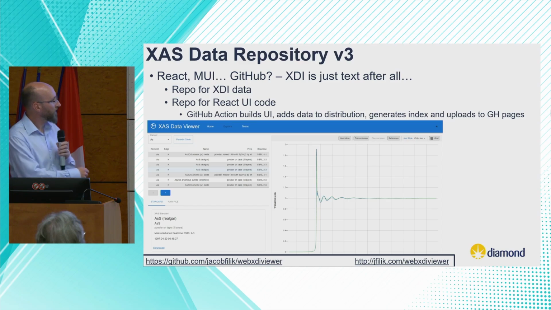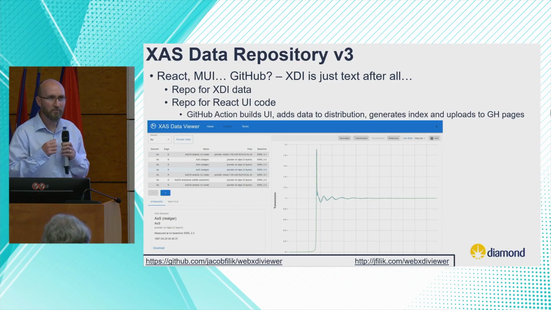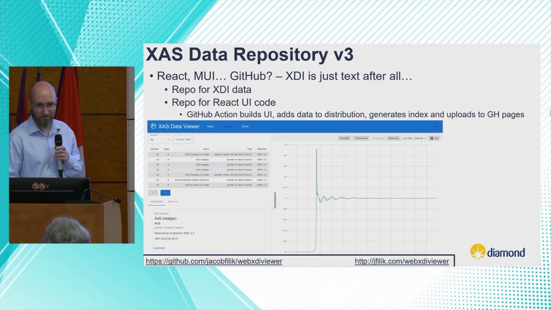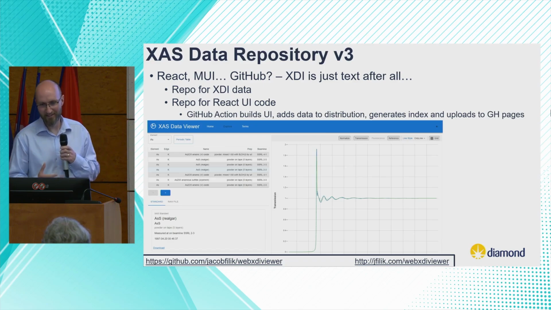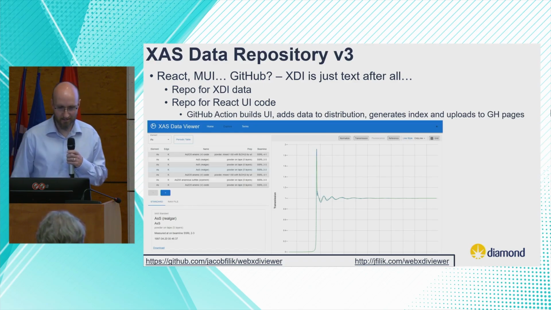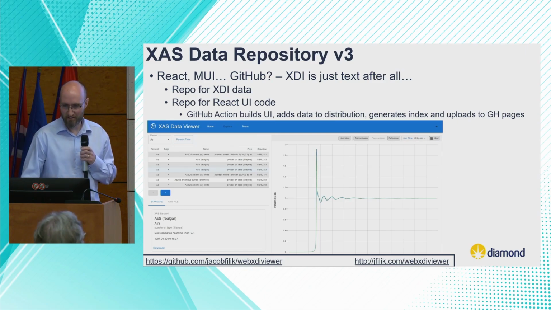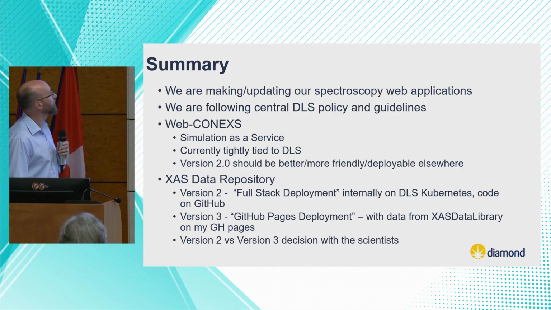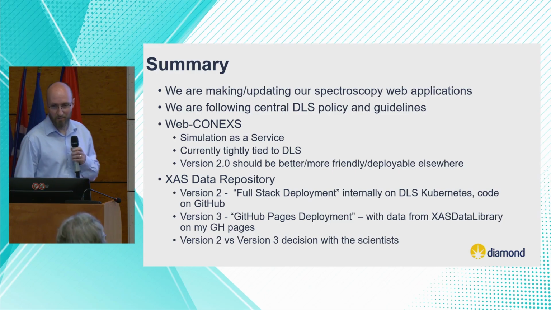So this is on GitHub now. I've put a version on my GitHub Pages. The joy of this is if you have a repo of XDI files, you can just change the GitHub Action to point to your repo of XDI data, and you get a web page that you can view your XDI standards on. So any spectroscopist can make their own web page of standard spectroscopy data for very little cost and basically zero hosting cost. So in summary, we're working on and updating our spectroscopy web applications.